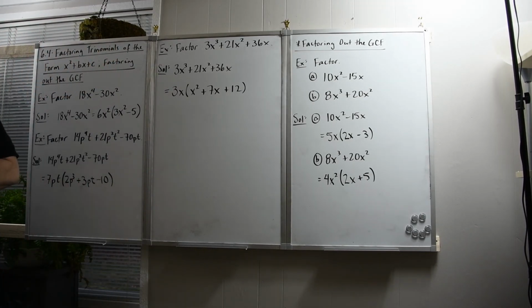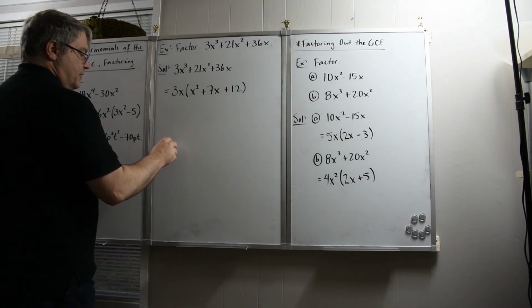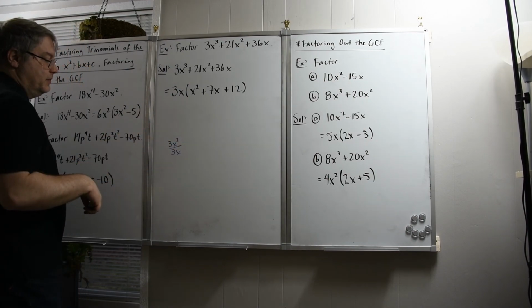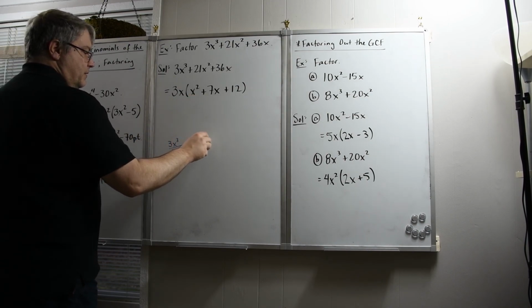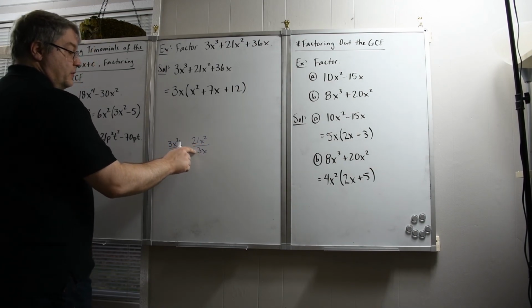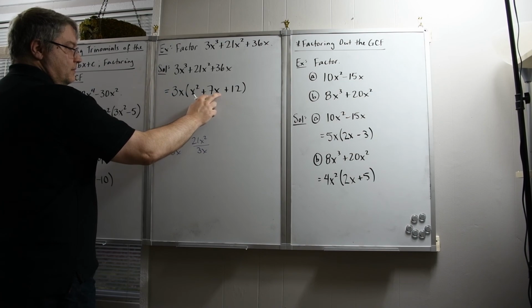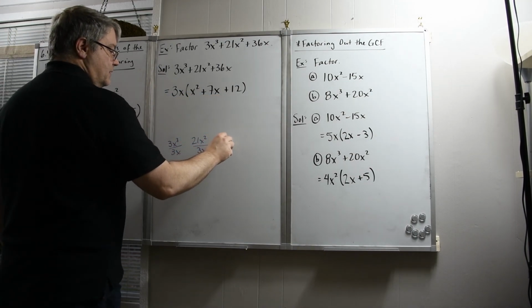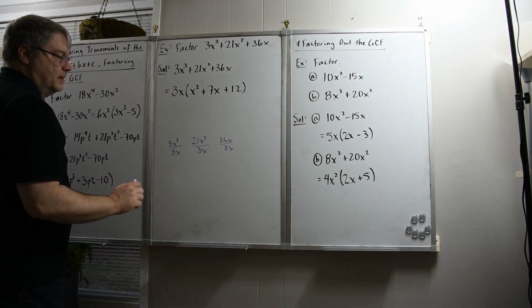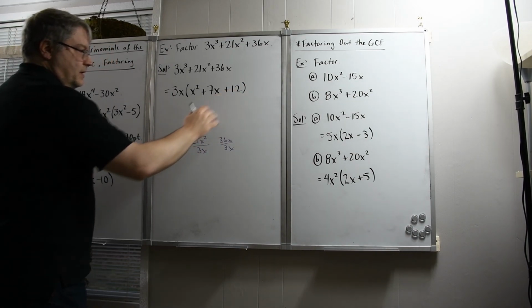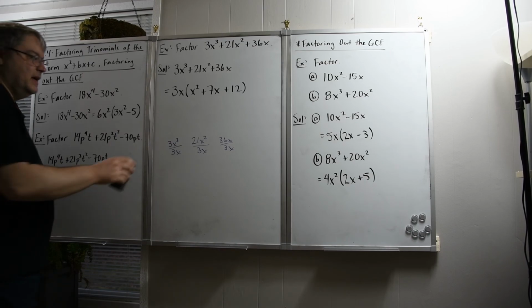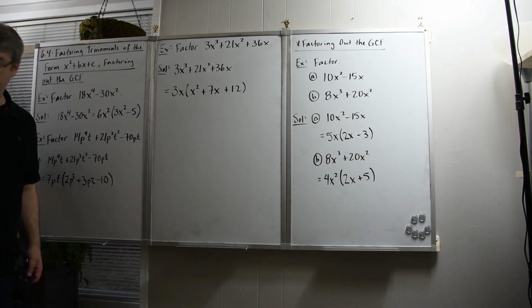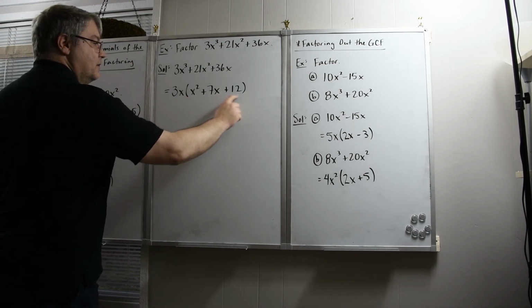And of course, if you really want to, if you want to go back to what we've looked at in a lot of these other examples, if you take a look at the 3x to the third over 3x, 3 over 3 gives you 1, x cubed over x gives you x squared. If you take a look at 21x squared over 3x, 21 over 3 gives you 7, x squared over x gives you x. There's your 7x. Take your 36x over 3x, 36 over 3 gives you 12, x over x gives you 1. So 3x times x squared plus 7x plus 12 is what we have so far. Now I say so far because we can factor this part as well.